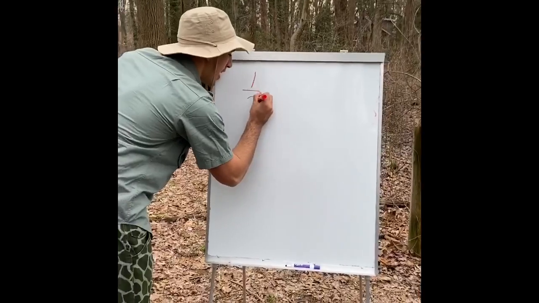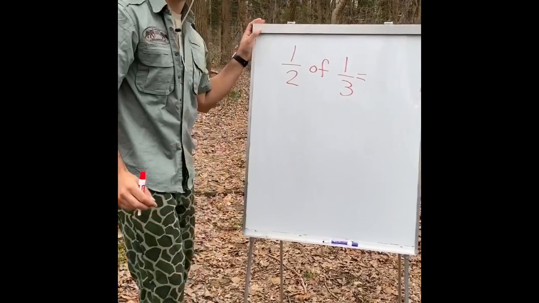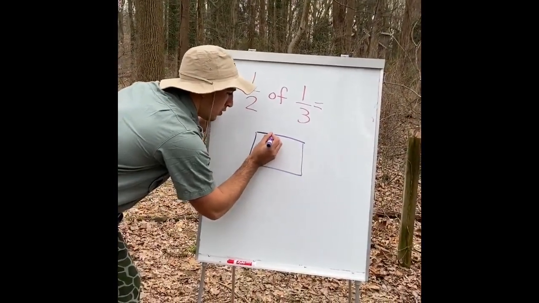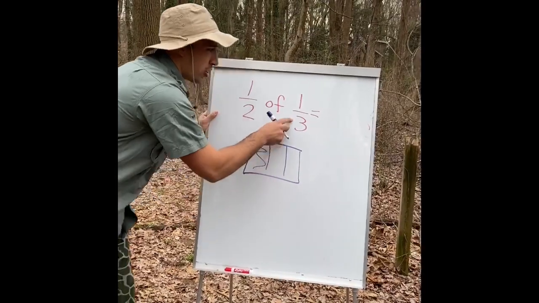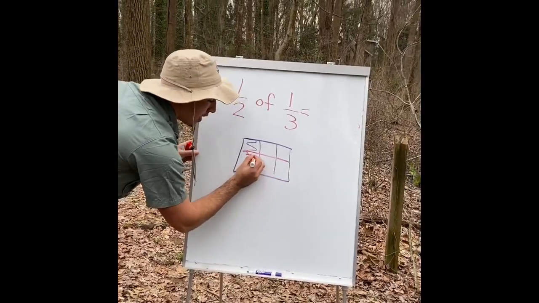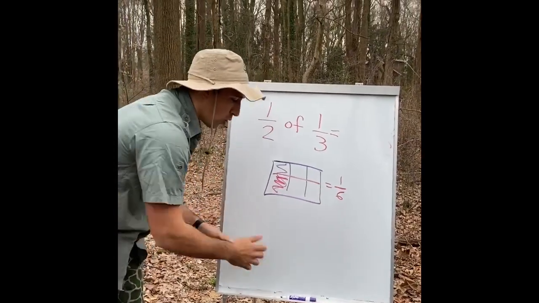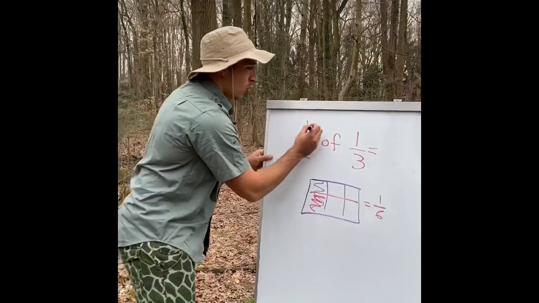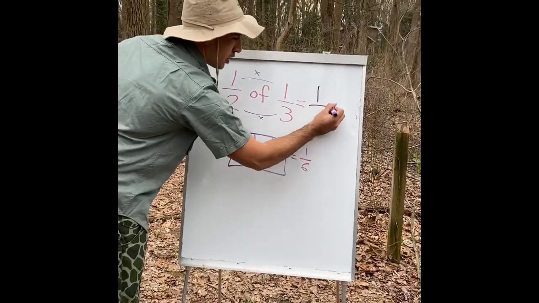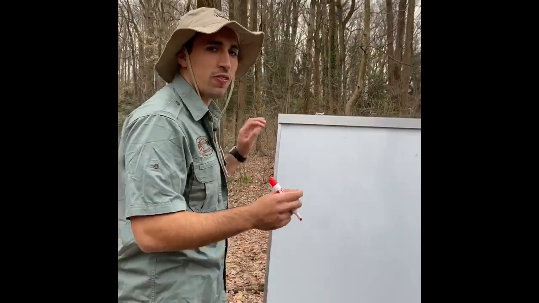Here's one for you to try. What is 1/2 of 1/3? Go ahead and try that. If you were to draw it out, one third, and again, we are splitting this in half. 1/2 of 1/3 equaled 1/6. Or if you did the multiplication way, 1 times 1 equals 1, 2 times 3 equals 6. 1/6 is our answer.